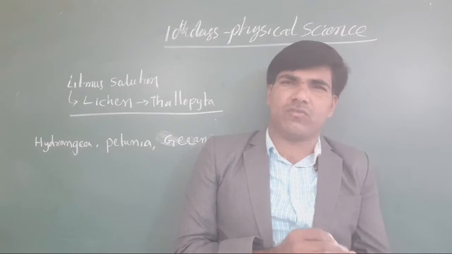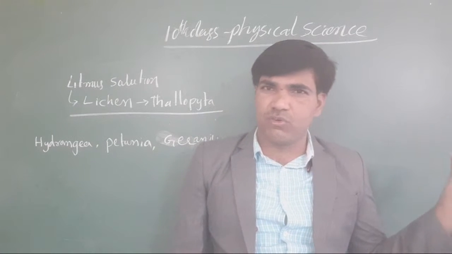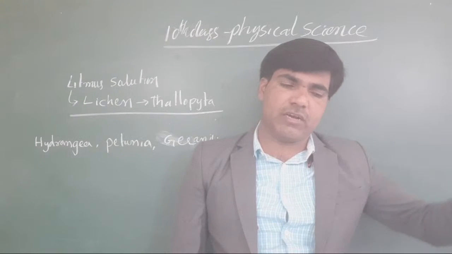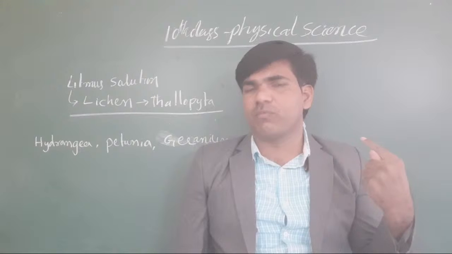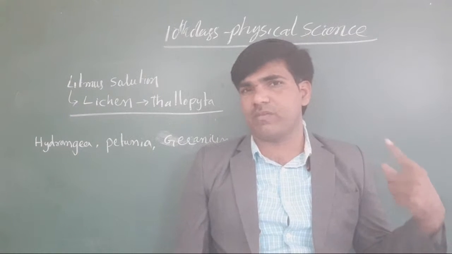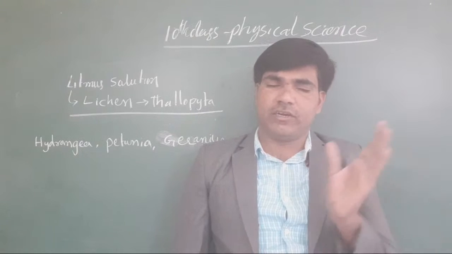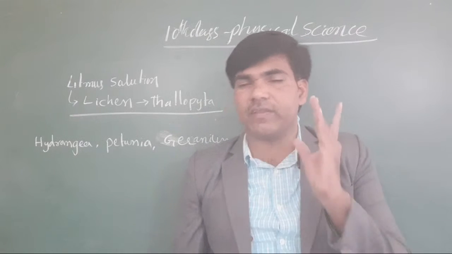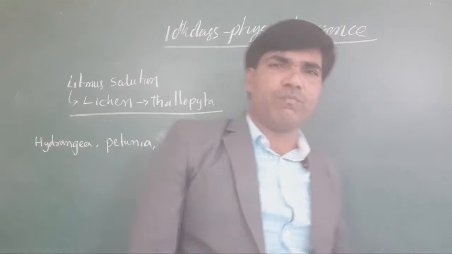Clear or not, all students? The red and blue solutions are converted into small papers, and these are used as litmus papers. The litmus papers are made for testing acids and bases. You know very well, this is the simplest thing.